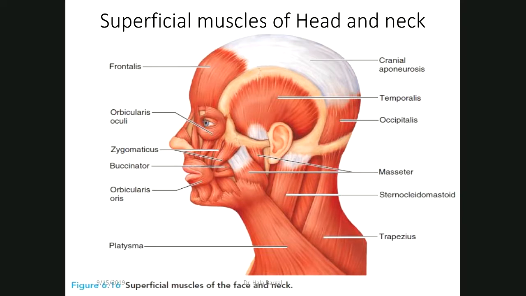Also, we have one muscle, this muscle which we call the platysma. It looks like a curtain, right? You know, it stretches the neck. This sternomastoid and the platysma muscle are the most superficial muscles you need to know in the neck.